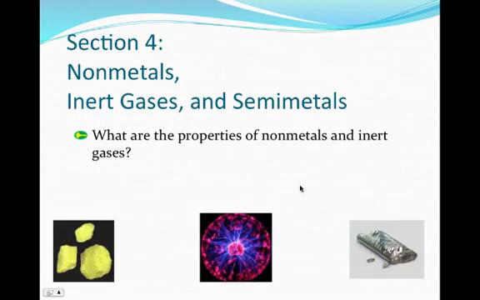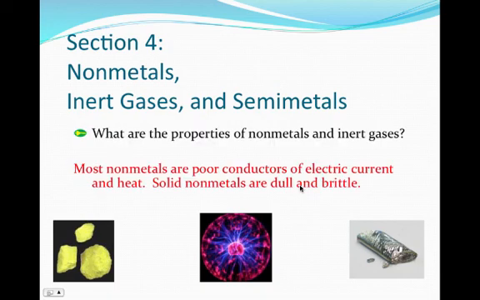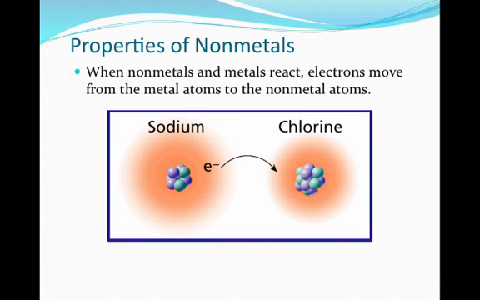So now let's talk about nonmetals, inert gases, and semimetals. So nonmetals and inert gases. Nonmetals, most of them are just the opposite of metals. Poor conductors of electrical current and heat. Solid nonmetals are dull and brittle. And when nonmetals and metals react, electrons move from the metal. This is our metal here, sodium, and the electron moves from the metal to the nonmetal.